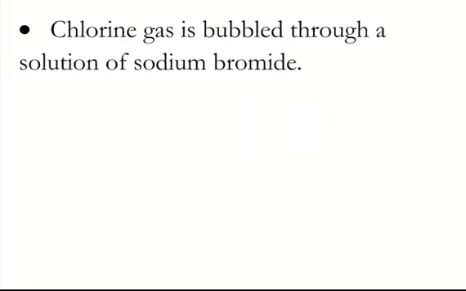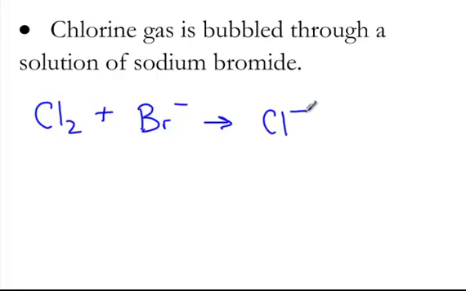Our next reaction is chlorine gas is bubbled through a solution of sodium bromide. This is something different. We have chlorine gas, which is Cl2 with no charge, and it's bubbled into a solution. So this is a redox reaction. Whenever we have a solid, liquid, or gas and it's combined with a solution, we have a redox reaction. We're going to go with the bromide ion because sodium will be a spectator here. And the chlorine ends up gaining a charge, which is Cl-. And the bromine ends up becoming Br2, or liquid bromine.